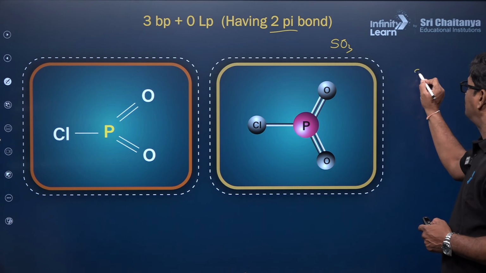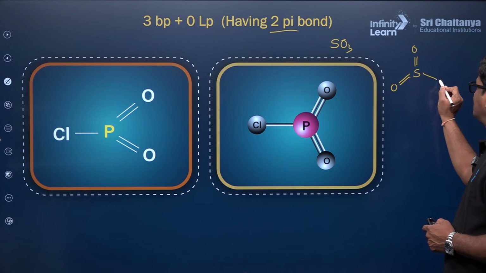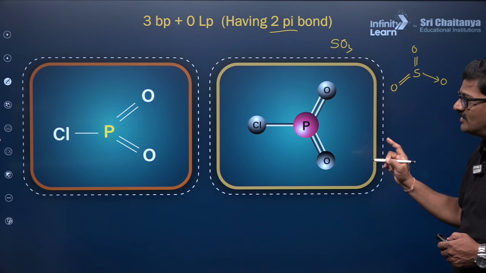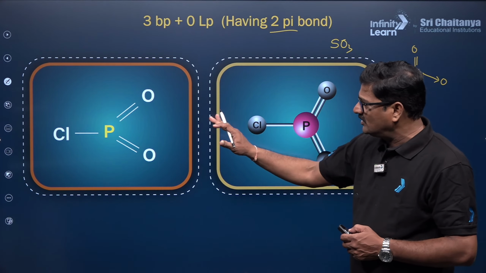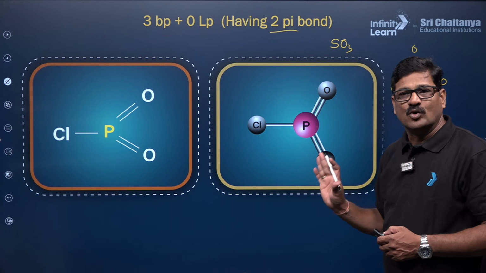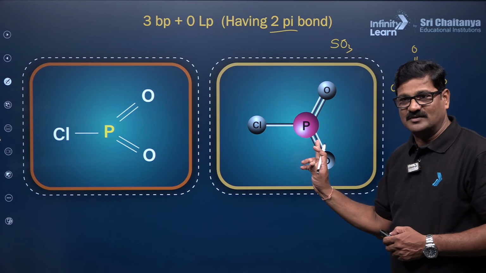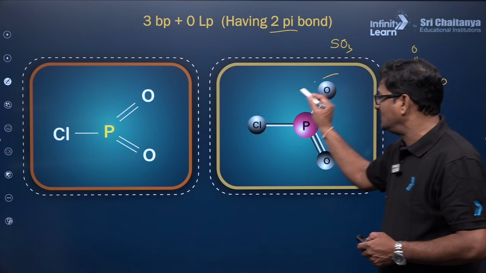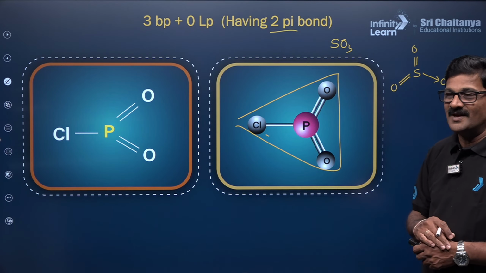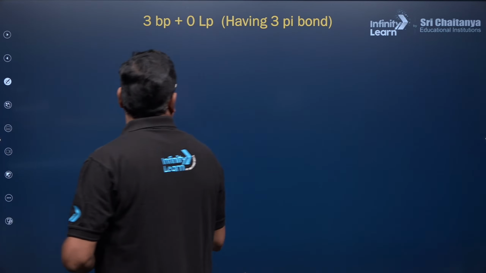You are going to see sulfur double bond O, and it is going to be double bond O. It is going to be TGB, trigonal planar. Maybe this molecule is not that familiar to you, but it is true. PClO2, fine, PClO2 is another example where you can see a triangular planar structure, steric number 3. And you have 3 bond pairs and 0 lone pairs having 3 pi bonds.